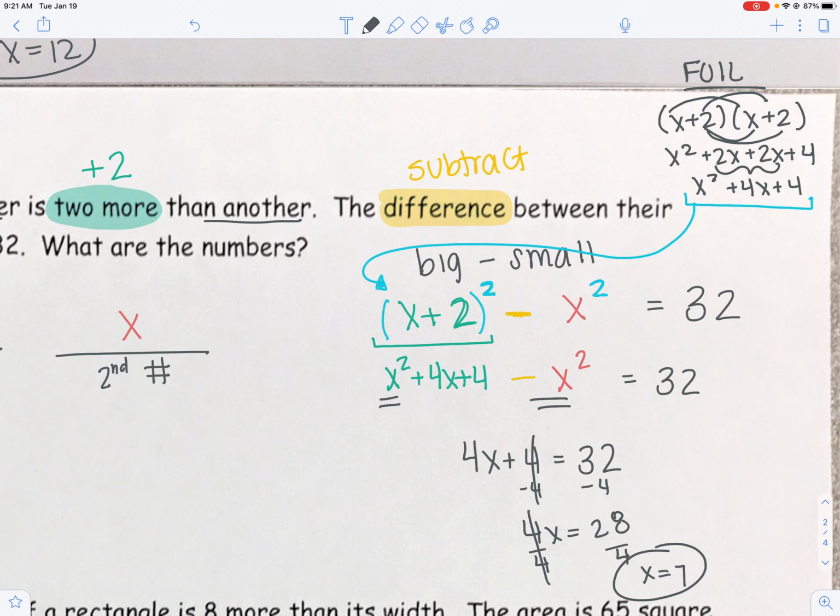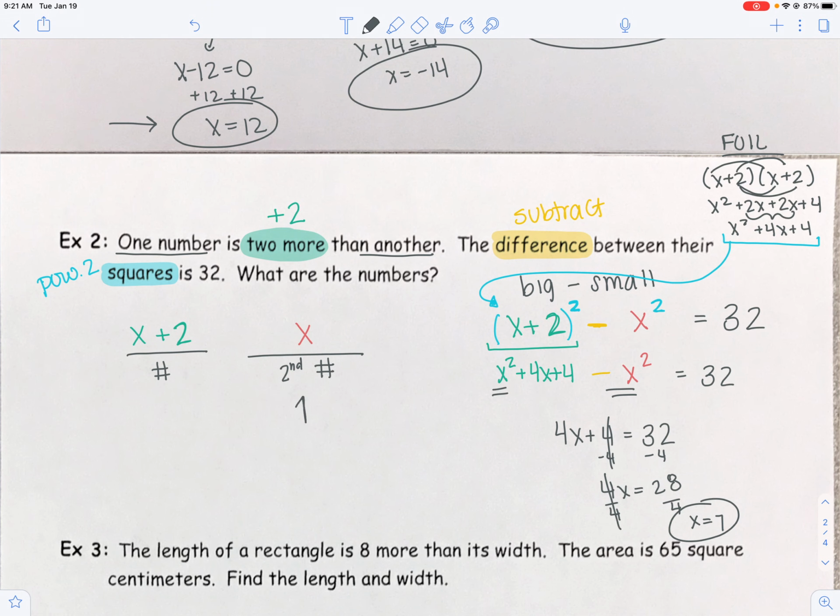Now my answer is what are the numbers? So x equals 7. The second one was 7, which means the first number is going to be 2 bigger than 7, so the first number is 9. So you'll have 9 and 7. In Hawks, it will say the bigger number, the smaller number, so you would type that one in for the bigger number and that one in for the smaller number. But those are your two answers.